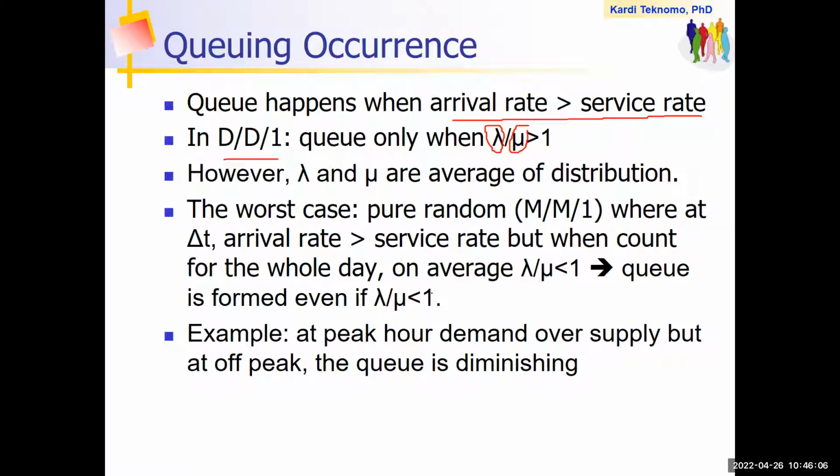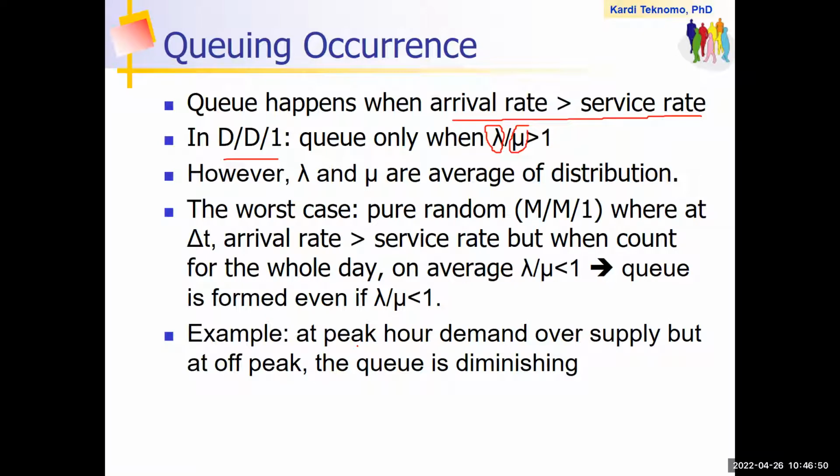But when we count the whole day, actually lambda over mu is less than 1. So in this case, the queue will form even if lambda over mu is less than 1. So in MM1, anything with M, or general, the arrival rate is less than the service rate. But only in deterministic, where both arrival and service are deterministic, queuing will only happen when the arrival rate is larger than the service rate.